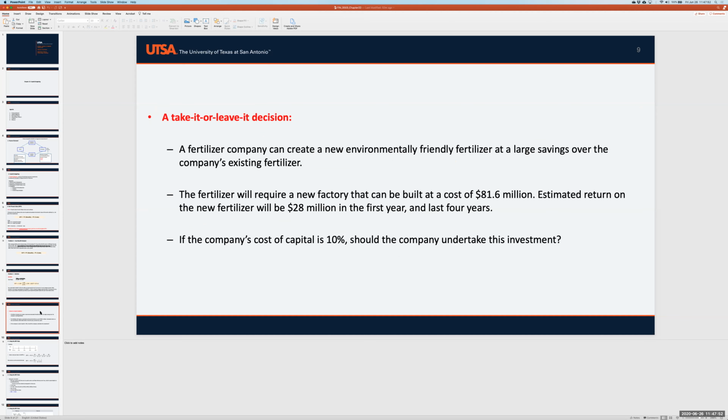A fertilizer company can create a new environment-friendly fertilizer at a large savings over the company's existing fertilizers. The fertilizer will require a new factory that can be built at a cost of $85.6 million. Estimated return on the new fertilizer will be $28 million in the first year and the last 4 years. If the company's cost of capital is 10%, should the company undertake the investment?